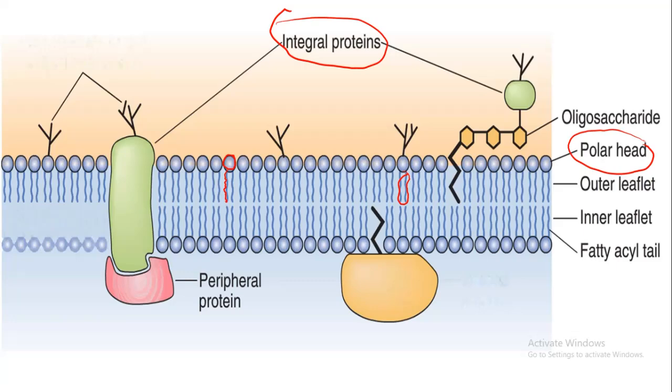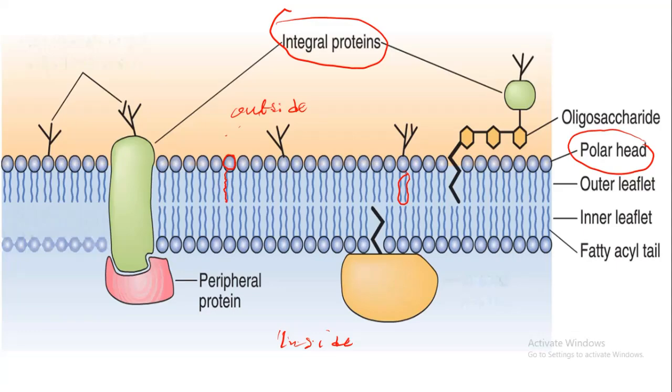For this reason, you need to understand that the head interacts with the outside and the inside of the cell. So this is the inside of the cell, and this is the outside of the cell. The head of this phospholipid is the one which is interacting with the outside of the cell and also the inside of the cell. But this hydrocarbon chain normally does not interact with the outside and the inside of the cell.